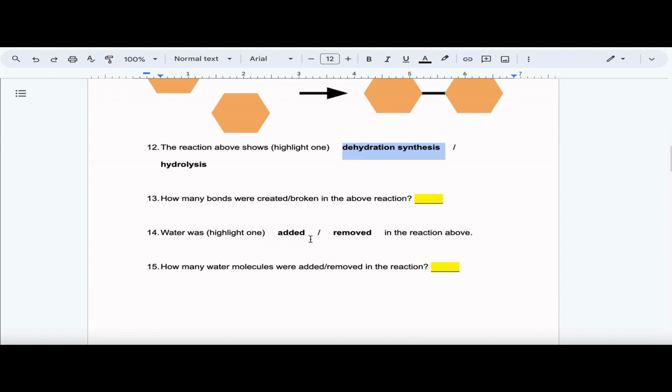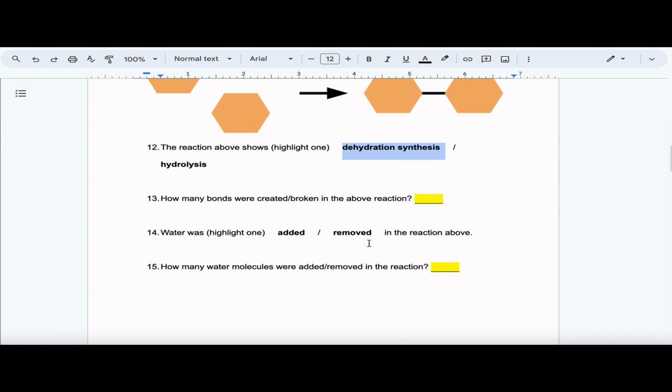In dehydration synthesis, when we are dehydrated, we are lacking water. So water was removed from this reaction. If it were hydrolysis, water would be added, hydrolysis, water breaking. Water has broken up those molecules. So our dehydration synthesis has removed water.